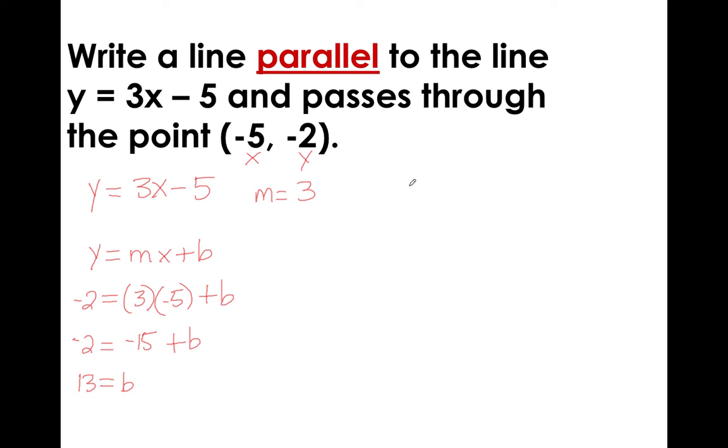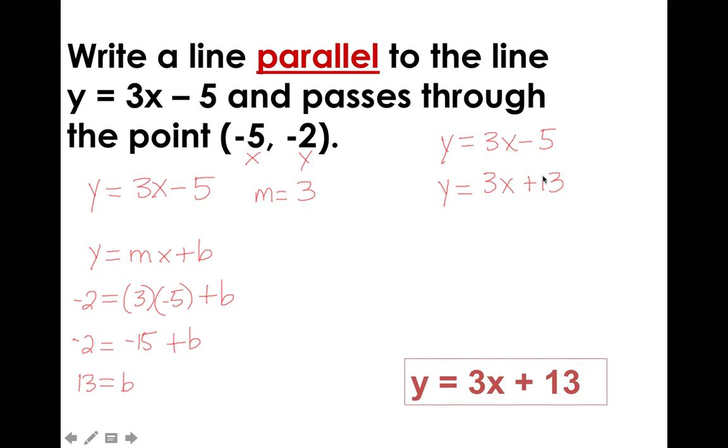So therefore, my first equation is y equals 3x minus 5. My second equation is y equals, well, my slope is still 3. And now my y-intercept comes out to be positive 13.